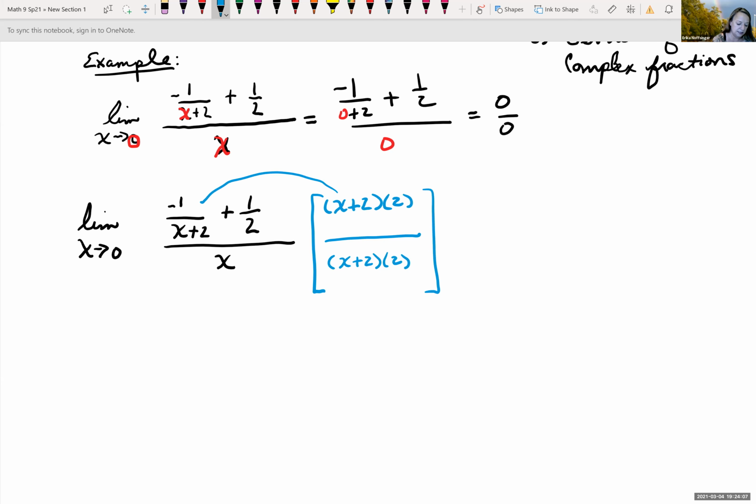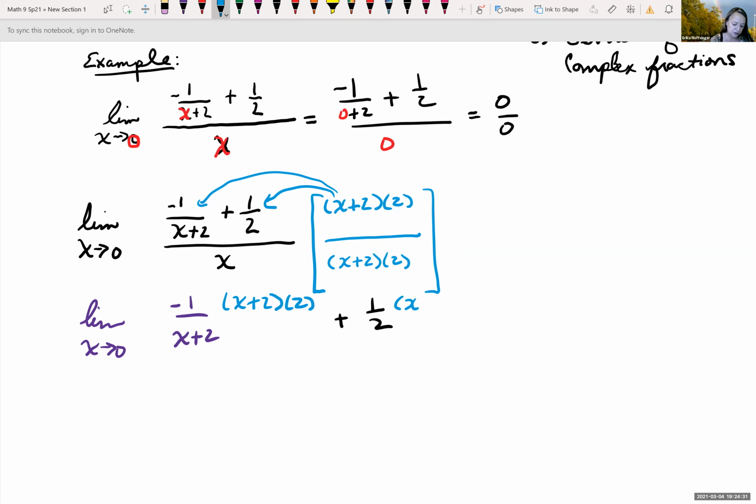And so when we distribute this here, we get the limit as x goes to 0 of -1 all over x plus 2, all times x plus 2 times 2. Then we have plus 1/2. We also have to distribute it to the second grouping in the numerator, so that's all times x plus 2 times 2. All divided by our denominator x, all times the LCD. I'm going to put the 2 in front: 2 times x plus 2.